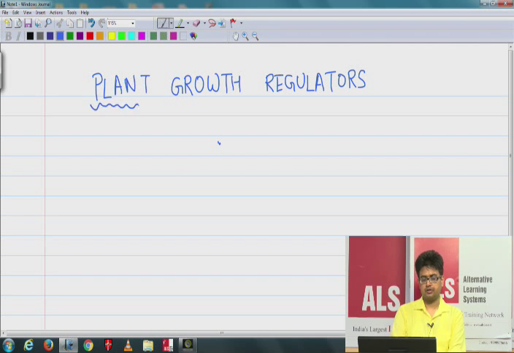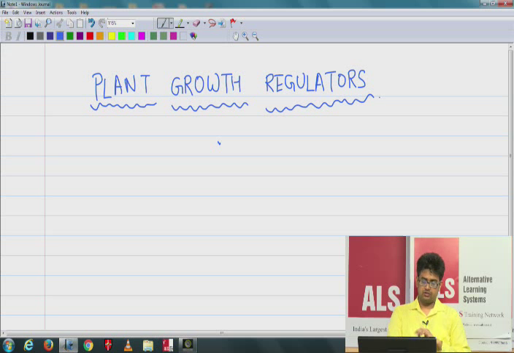Now this requires a bit of conceptual understanding about how the hormones work, where they are synthesized, what is their mode of action, and what effect they have. So these things must be taken care of. Plant growth regulators, you know the definition. These are plant hormones, and there are namely 5 hormones.